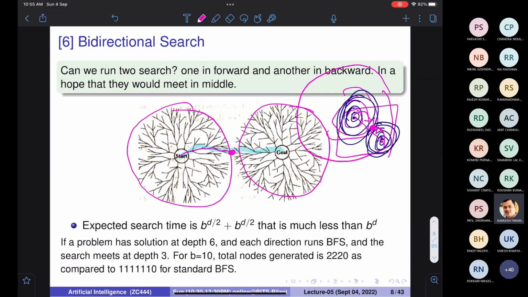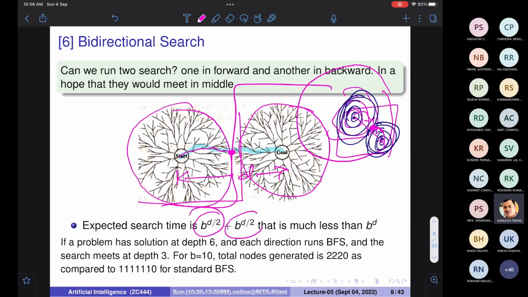By this, what is going to happen? Let's assume that both the parts are executing in a symmetric way. So if the solution is at the depth D, half needs to be covered by the first one and half by the second one. So the total exploration is going to be 2 multiplied by B to the power D by 2. You can see that this number is very, very small as compared to B to the power D.